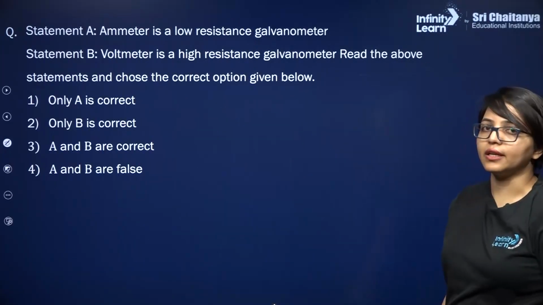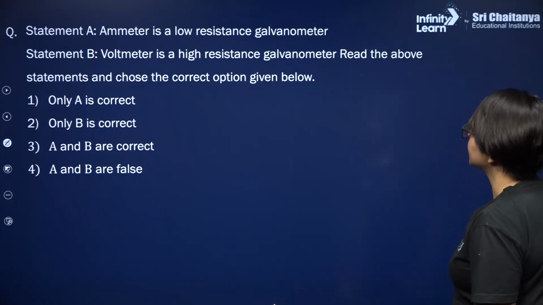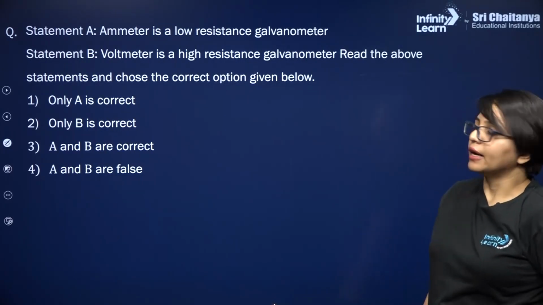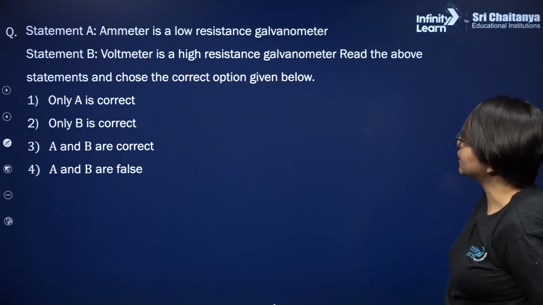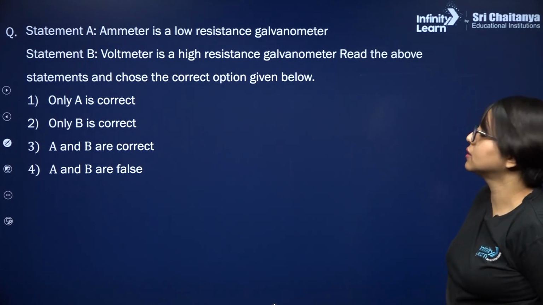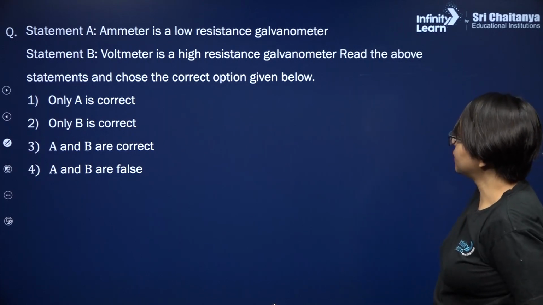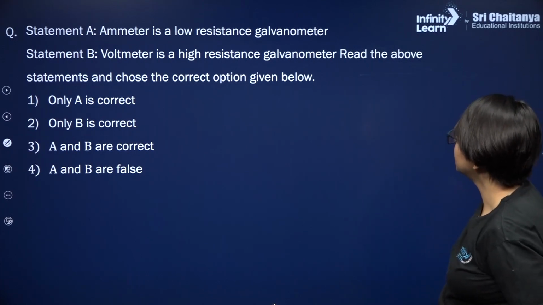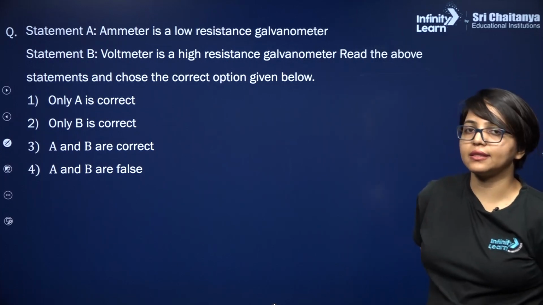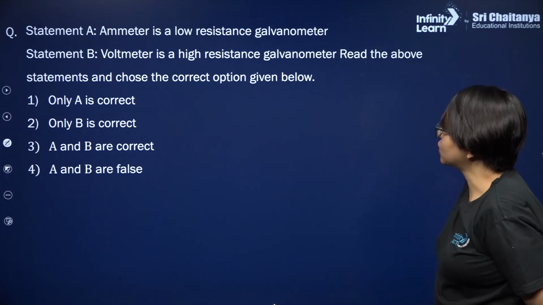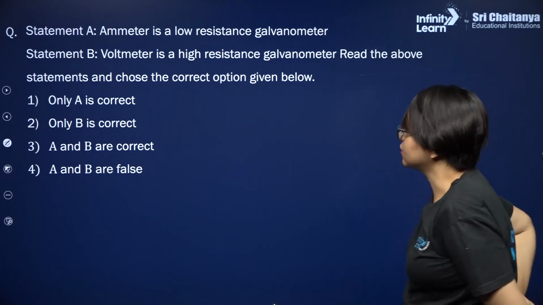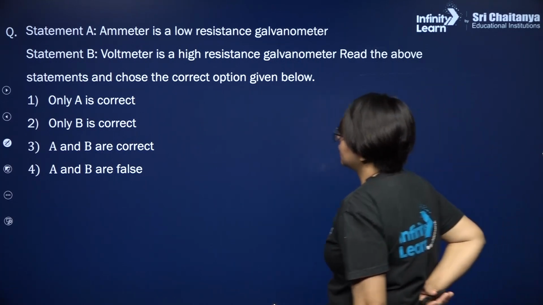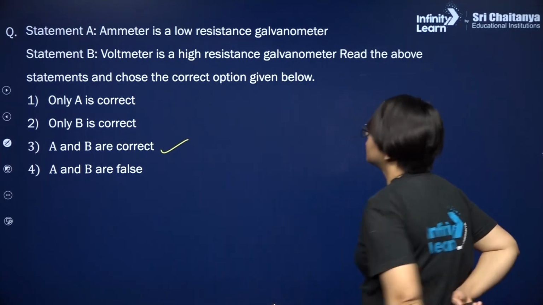Next is this one. Statement 1: ammeter is a low resistance galvanometer. Yes, we need low resistance for the ammeter. That is why we connect a shunt resistance with the galvanometer. Voltmeter is a high resistance galvanometer. We need high resistance for the voltmeter, so we connect a resistance in series with the galvanometer to convert it into a voltmeter. So, both the statements are correct, and the correct answer is option 3.